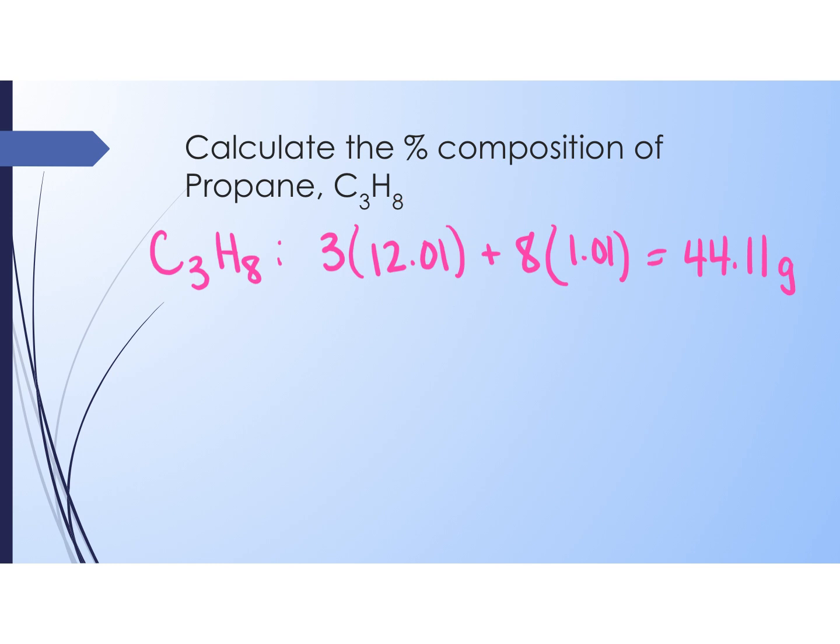And it doesn't matter which one you start with. I just do the first one. So to find carbon, we're going to take the mass of carbon divided by the total mass. So when we take the mass of carbon, how many times do you have to use its mass? 3, because there's 3 carbons. Okay, so we'll take 3 times 12.01. And then what are we going to divide that by? 44.11. Okay, that total mass.